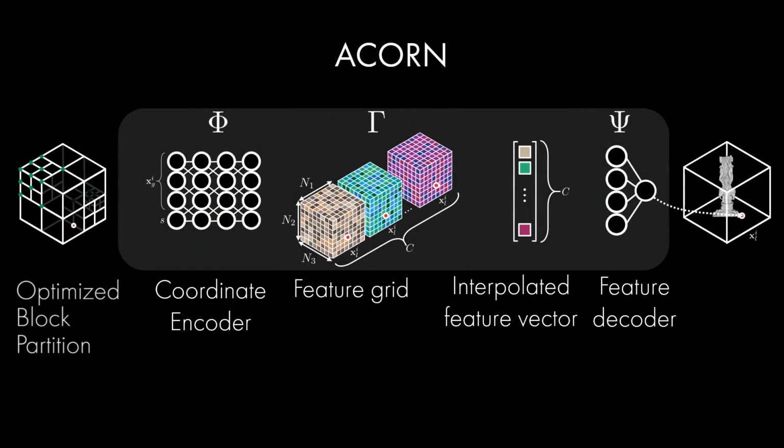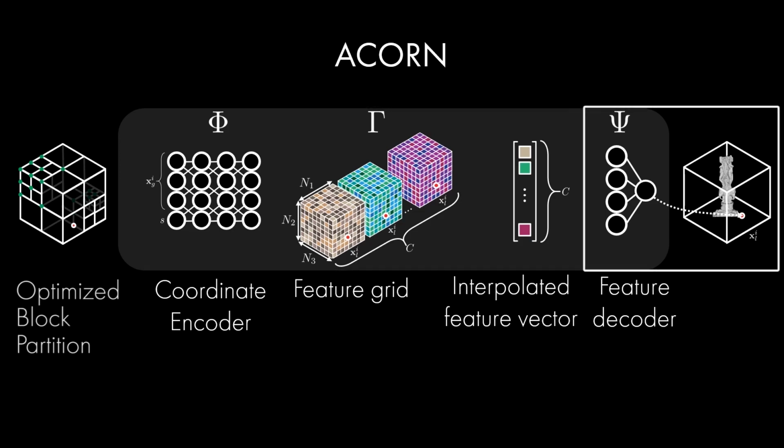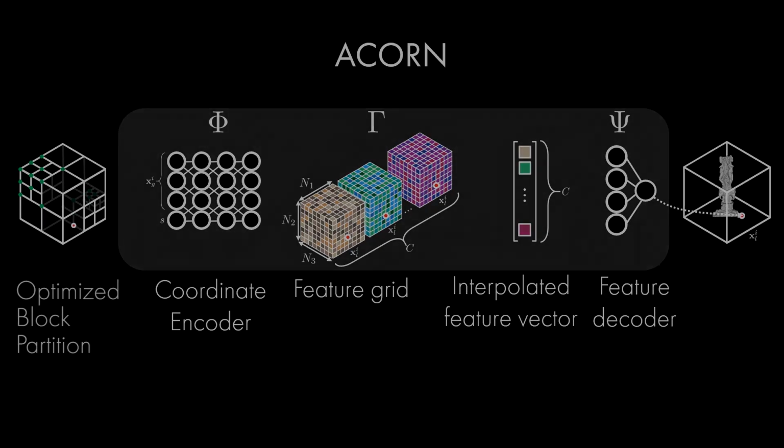ACORN relies on a hybrid architecture using an adaptive block coordinate system that is optimized online during training to reduce fitting error. A global coordinate for each block is mapped to a feature grid by a fully connected neural network. Then, to recover the signal at a point within the block, we interpolate a feature vector at the corresponding location and decode the signal with a lightweight decoder network. Using this hybrid architecture that combines an implicit representation, explicit features, and an online multi-scale decomposition, ACORN is well suited to represent large-scale signals.